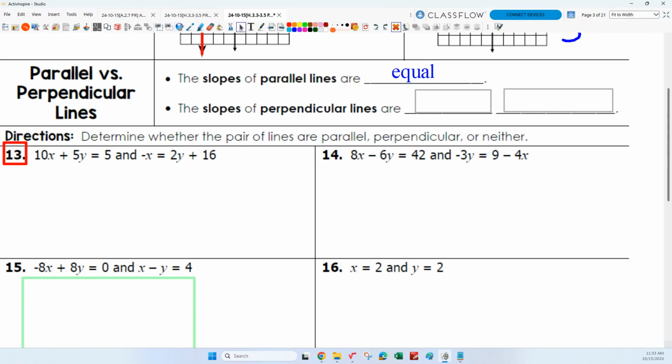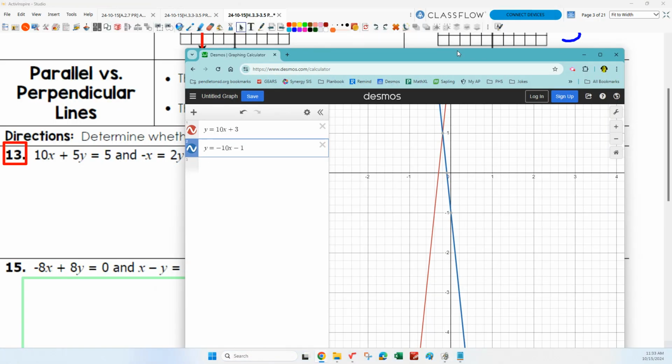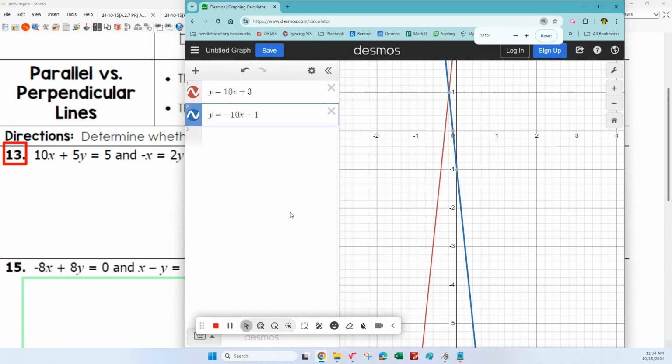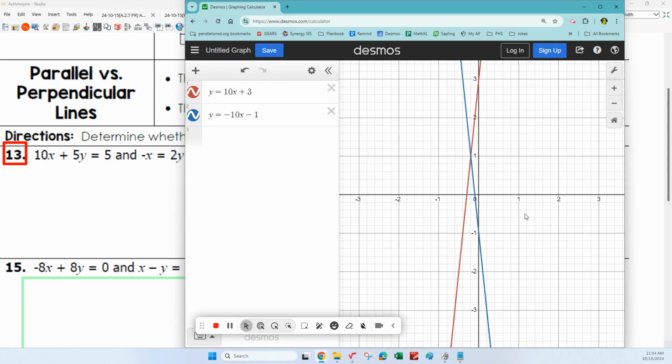That's true, they're opposites. What else, though? There's another part of that. They have coefficients. Let's look at an example. So if we just make them opposite, look what happens here. Okay, there's two lines, y equals 10x plus 3 and y equals negative 10x minus 1. Okay, well, those are opposites, but that's not enough. Those are clearly not perpendicular.